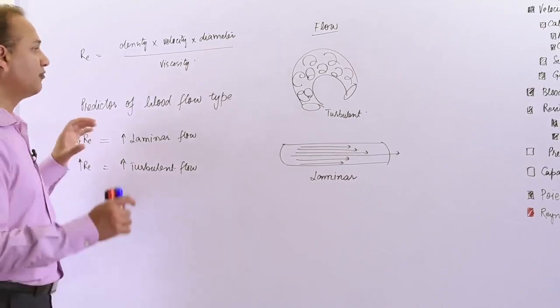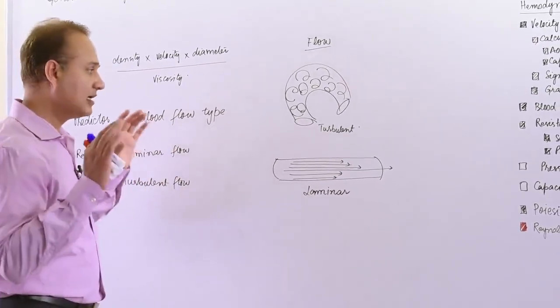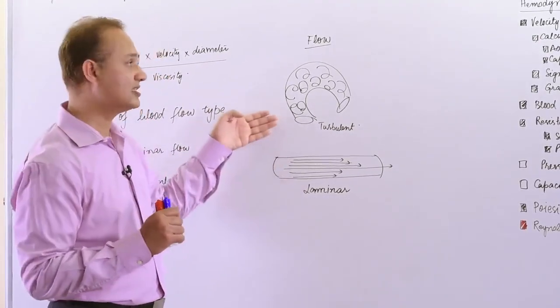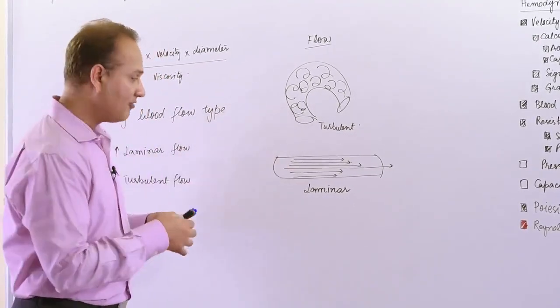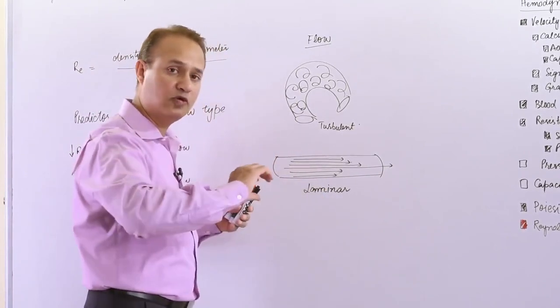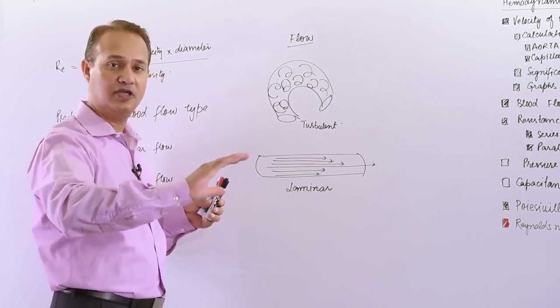And what does it mean? So before we go and see if the number is increased or decreased, what happens? A couple of things that we should understand is, first of all, what is laminar flow versus turbulent flow? Laminar flow is when the blood or the fluid is moving through a pipe in a very calm, layered fashion.